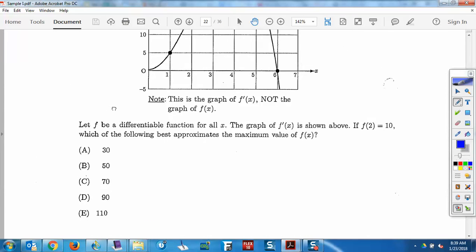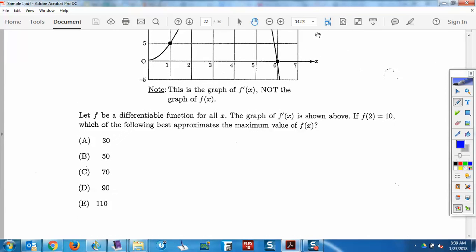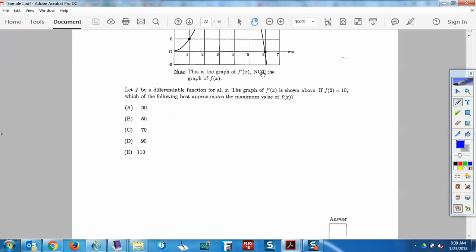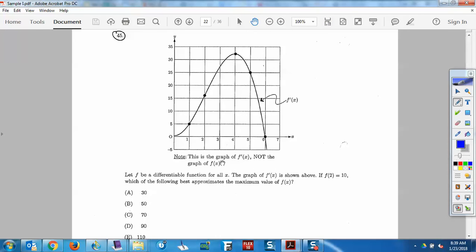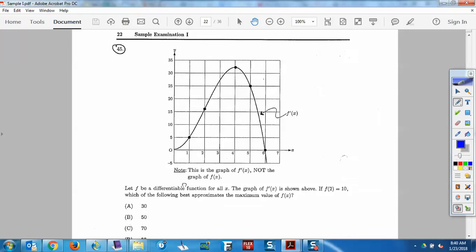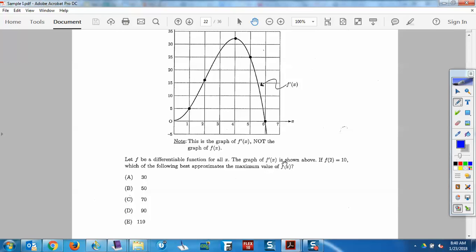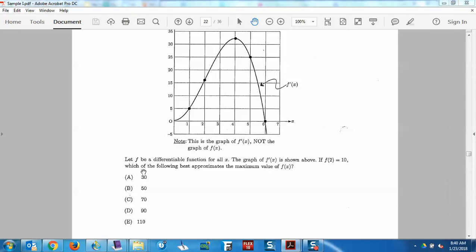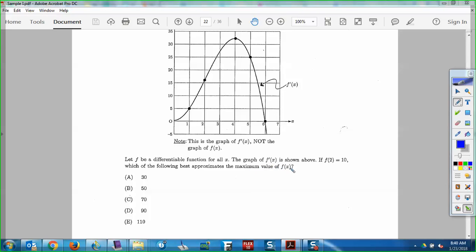45. Now this one will be a lot easier later in the year. This would be one where we would actually do areas. Remember we talked about areas a little bit way at the beginning of class, and that's how we would probably talk about this one. But it says, let f be differentiable. The graph of f prime is shown. F of 2 is 10. Which of the following best approximates the max value of f?